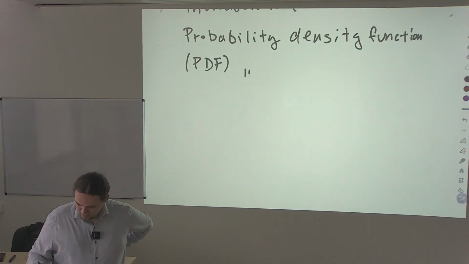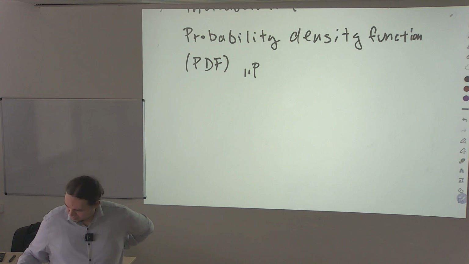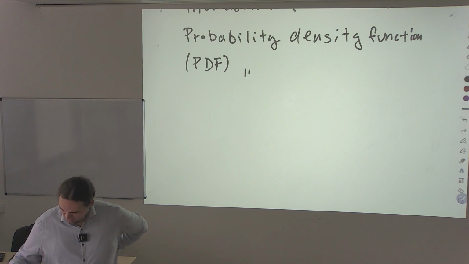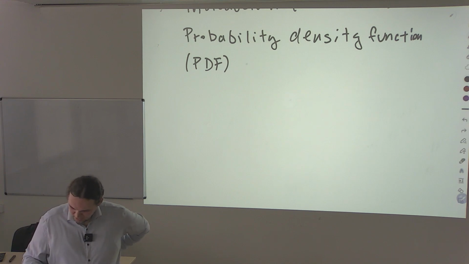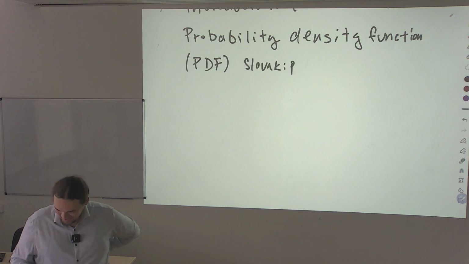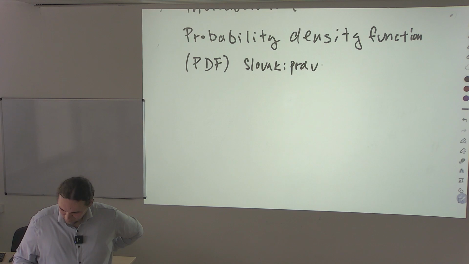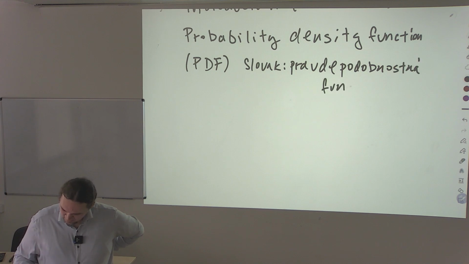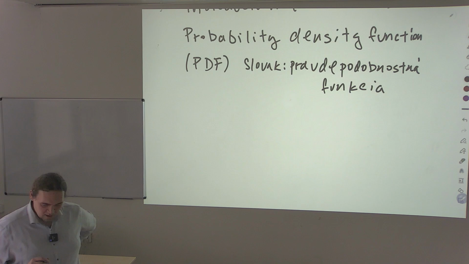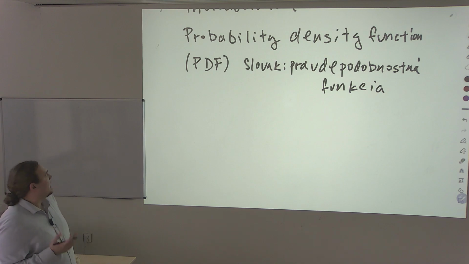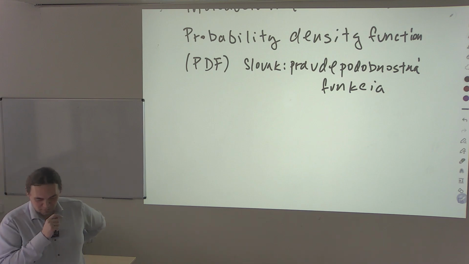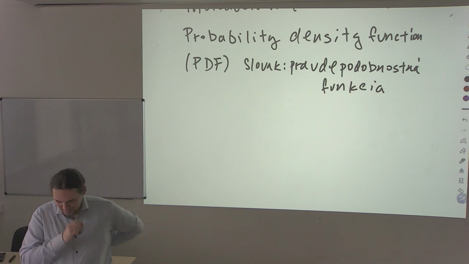In Slovak, and maybe you haven't heard it, the Slovak equivalent is pravdepodobnostná funkcia. I would say that I like the probability density function more.